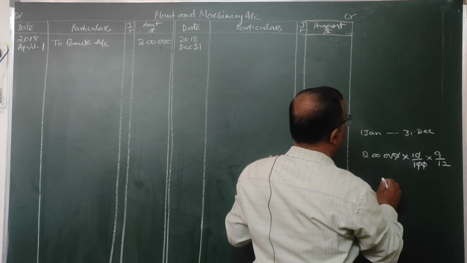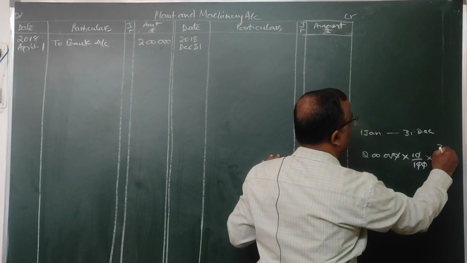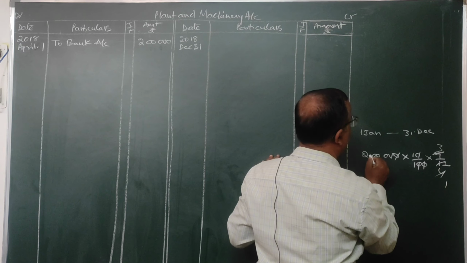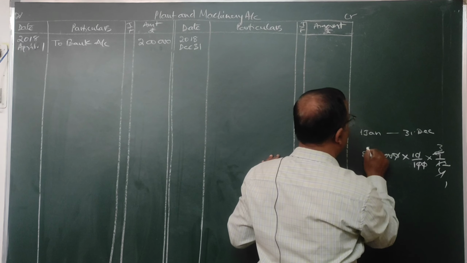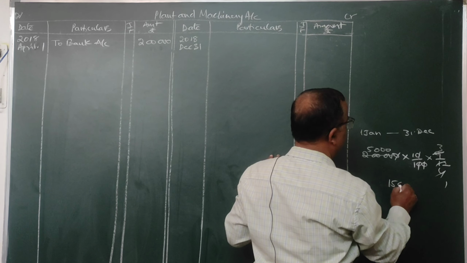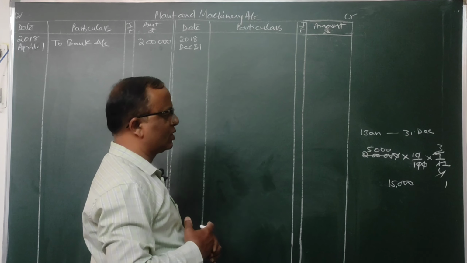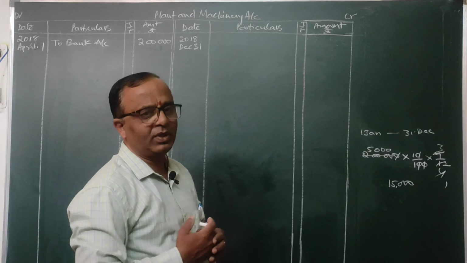10% per annum means it will be 20,000. Then 3 3 the 9, 3 4 the 12, 4 1 the 4, 4 5 the 20, 000. So 5 3 the 15. 15,000 will be the depreciation for 9 months.